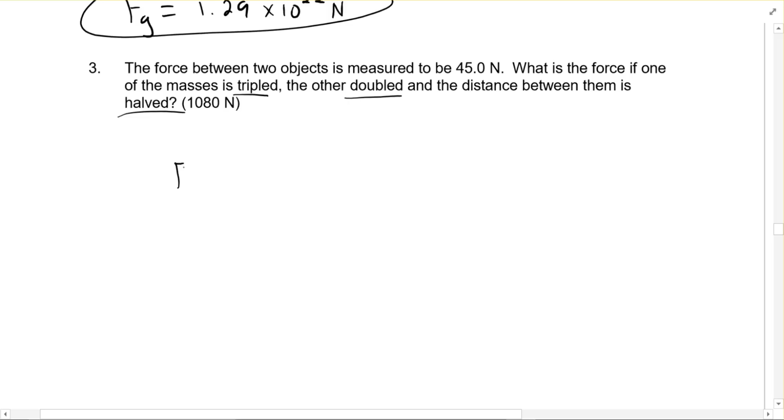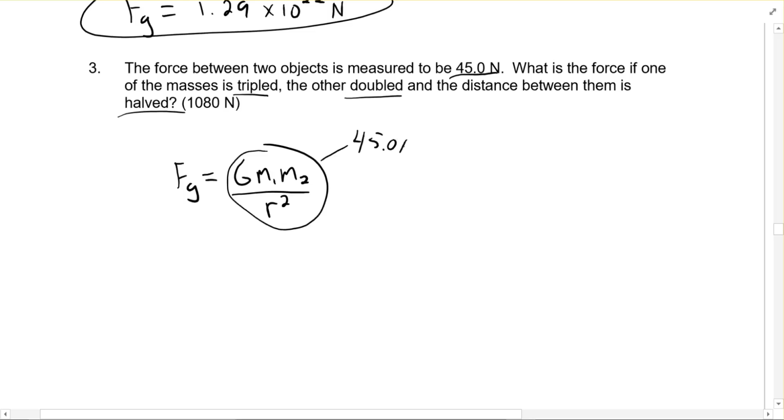Okay, so we're going to start off with our formula. We're going to say Fg is equal to big G m1 m2 over r squared. So as of right now, this is all equal to 45, right? So everything that I have written here, that's all equal to 45 newtons. Okay, with me? Now what we're going to do is we're going to introduce some numbers. So I'm just going to write this a little bit different here.